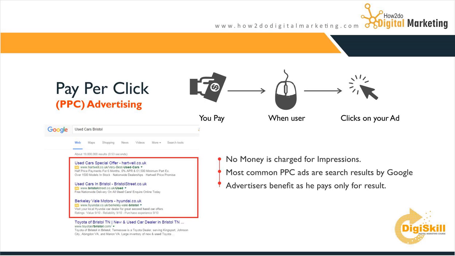So if you type in, say, used car, you get to see various results, and on the top of the search results, you will get to see 4 ads or 3 ads depending on which country you're in. In India, you get to see 4 ads on the top and 4 at the bottom. In the US, you only get to see 3 at the top and 3 at the bottom. So this is PPC advertising, where you're paying for a click. If anybody clicks on any of these ads, Google will then charge you for it.